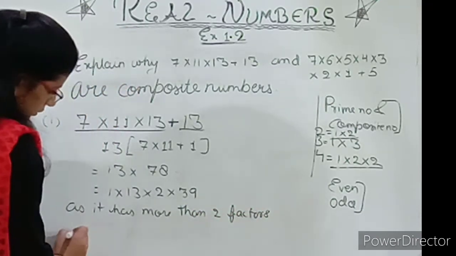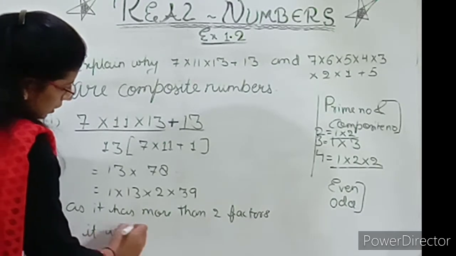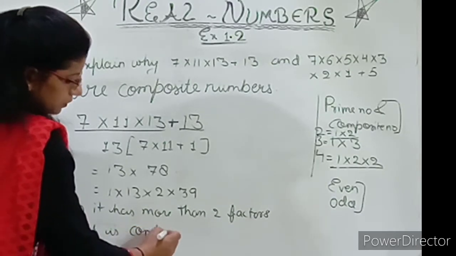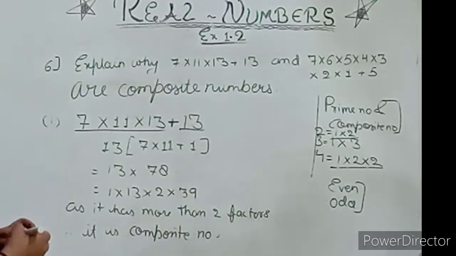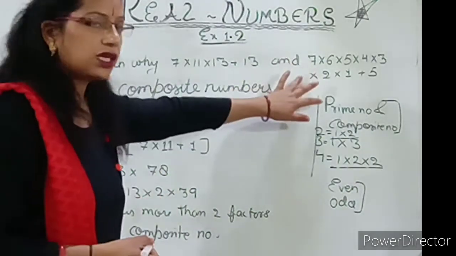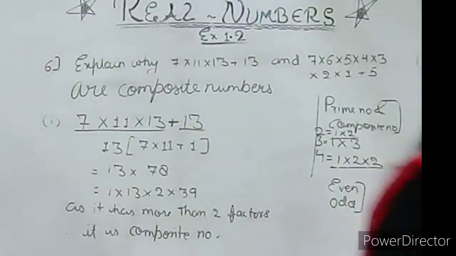Therefore, it is a composite number. Okay, so like this you have to write. Therefore, it is a composite number. Similarly, we have to do the second part. So let us do the second part also.